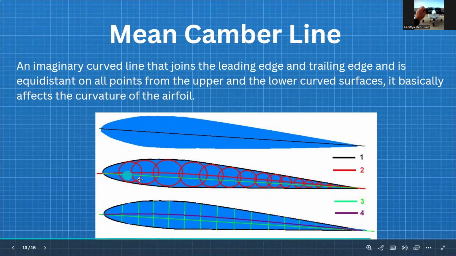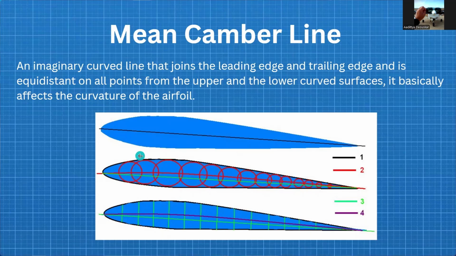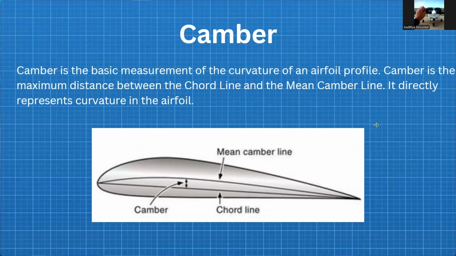And you could also understand it by circles. If you draw a lot of circles with the upper and lower surfaces being tangential, then after joining the centers of the circles with a curve, you will get the camber line. So this is how you define the camber line, or more precisely the mean camber line. Now let us understand what is camber.